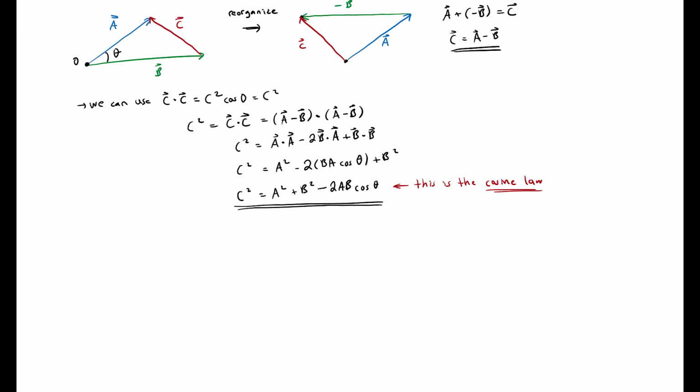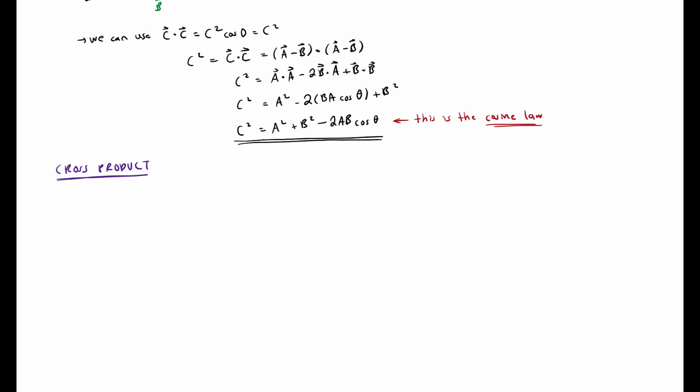So what about cross products? So instead of looking at projections, we're now looking at the magnitude and direction of a vector that is at right angles to or orthogonal to both A and B. So for example, let's say we want a third vector that is orthogonal to both A and B.